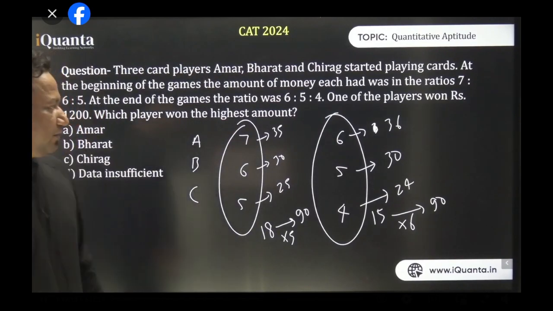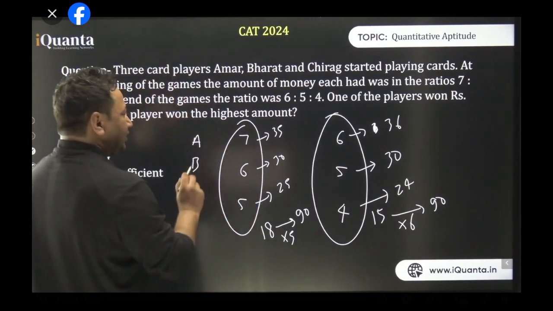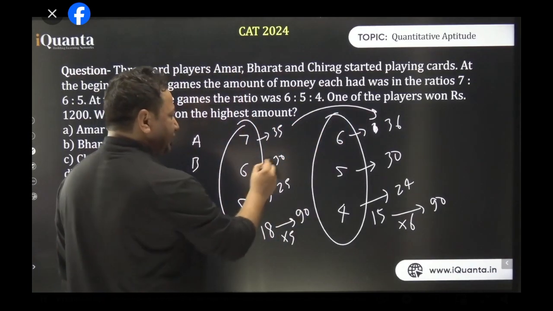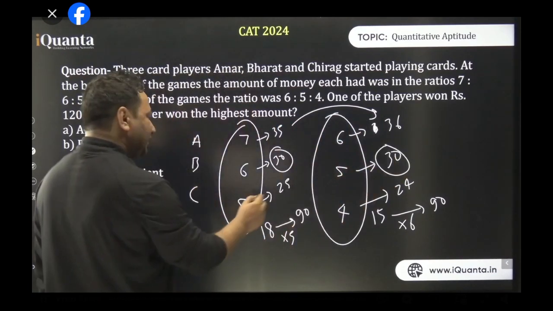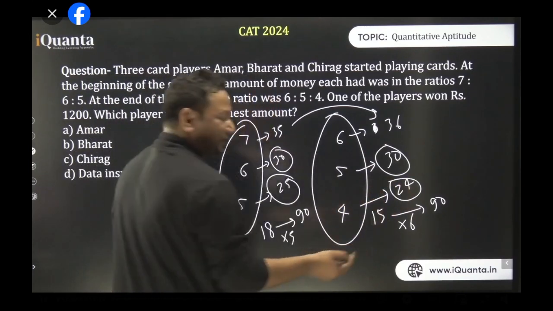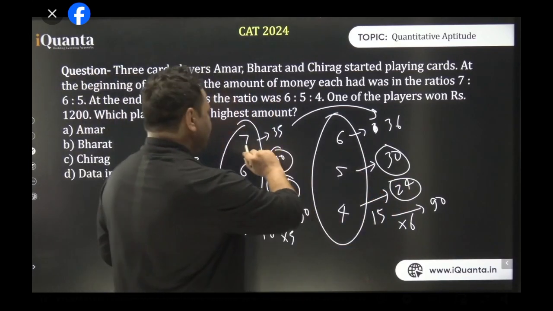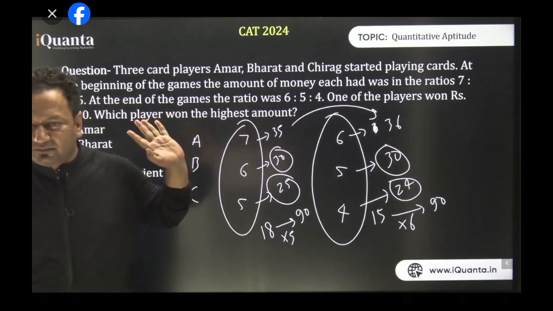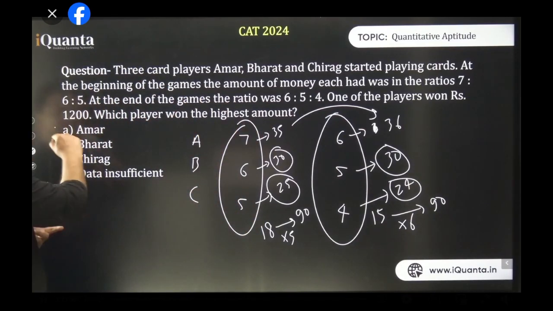That's it. Only one player has won. Amar के पास in terms of ratio 1 unit extra आ चुका है. Bharat came with 30 units. He again has 30 units only. Chirag came with 25 units. He has 24 units. See, it is balanced. Chirag lost 1. Amar gained 1. Bharat lost nothing. Bharat gained nothing. Chirag का loss Amar का फायदा हो गया. अब एक ही बंदे का फायदा हुआ है तो वही highest होगा. That's it. So this 1200 was for confusing you.